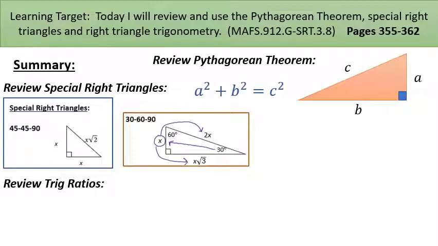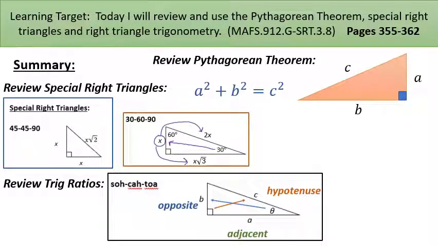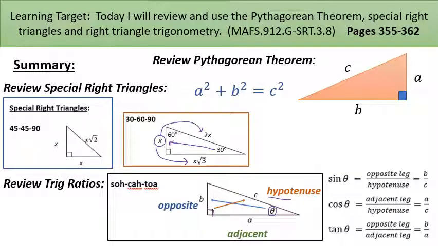The last thing we talked about was reviewing the trig ratios, SOHCAHTOA. You have to understand that from whatever angle you're looking at, in this case we're looking at theta, you can find the opposite side, that's B. The hypotenuse is always opposite the right angle, so that's C. And the one that's beside it is the adjacent side. Okay, so sine is opposite over hypotenuse, cosine is adjacent over hypotenuse, and tangent is opposite over adjacent.